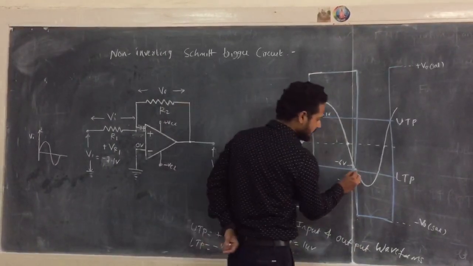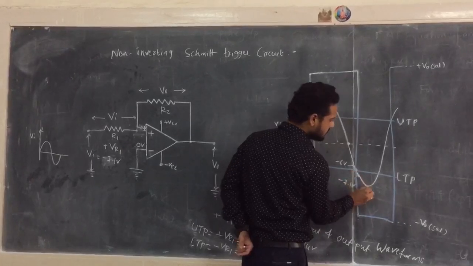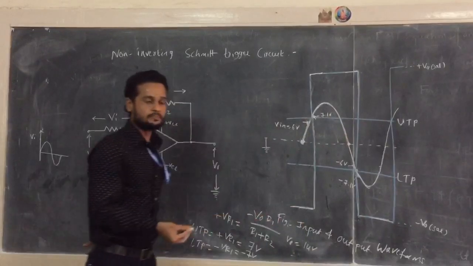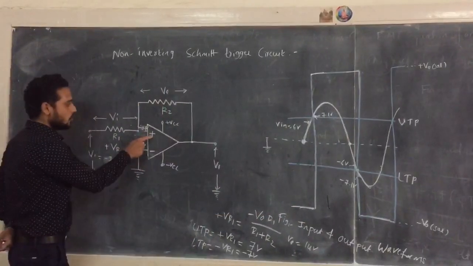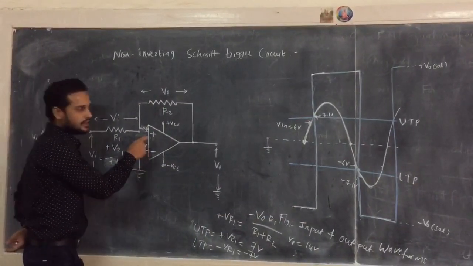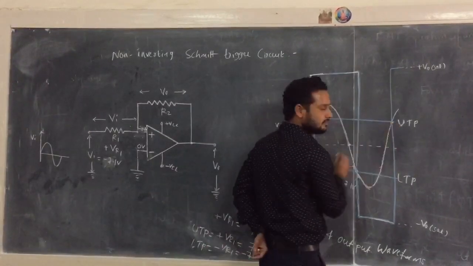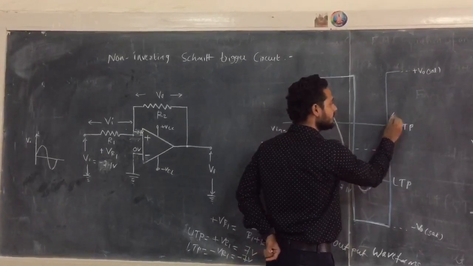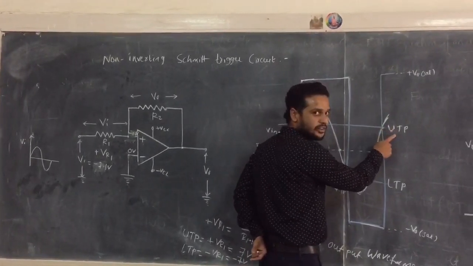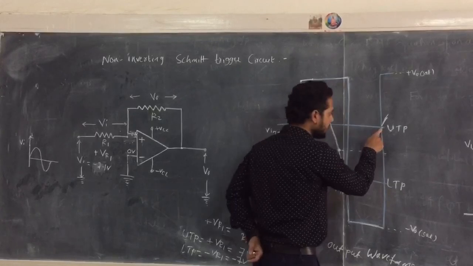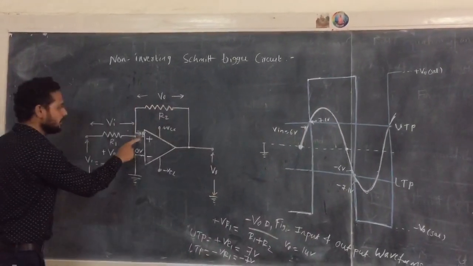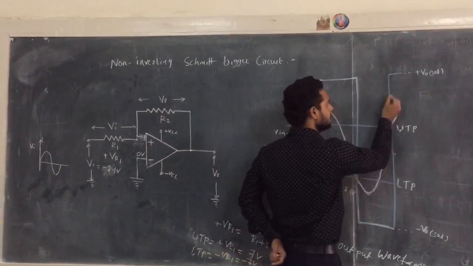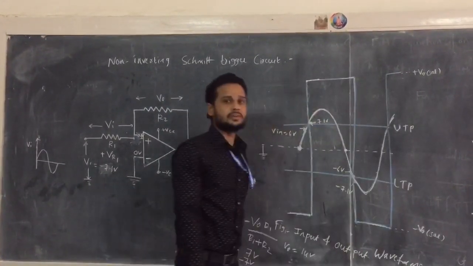Again, as you increase the voltage in the negative half cycle, the output remains at minus V naught saturation only until and unless the voltage at the non-inverting terminal is again more. So again you will find one more triggering point here. You go on increasing the voltage in the positive half cycle. Once it again crosses the upper triggering point here, then what will happen? The voltage at the non-inverting terminal of the op amp becomes more. Then the output switches from minus V naught saturation to plus V naught saturation.